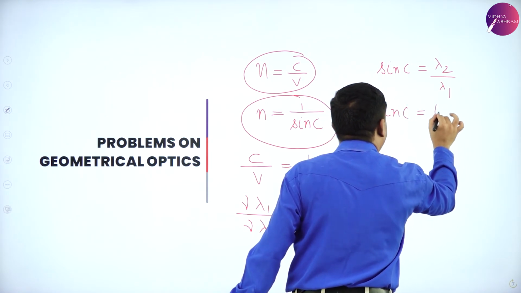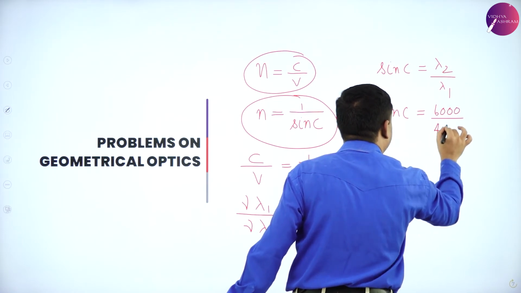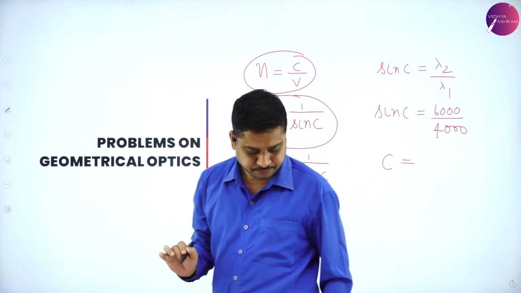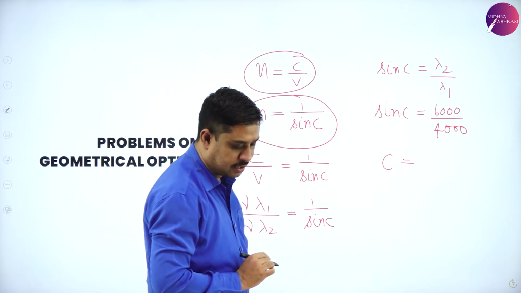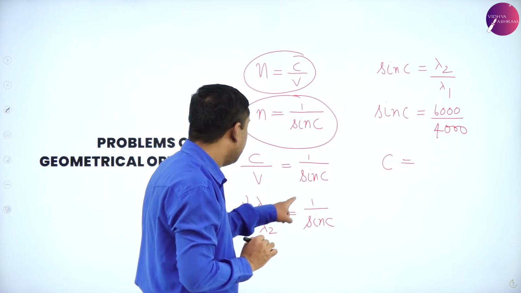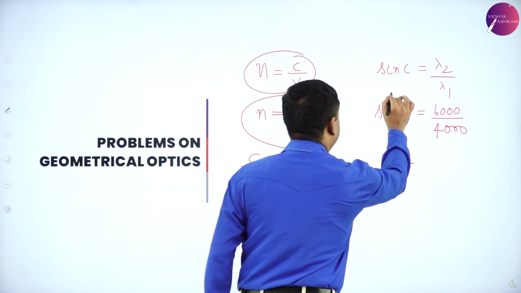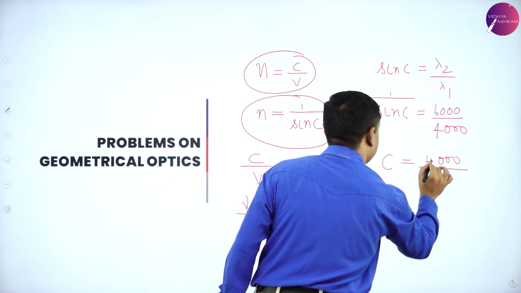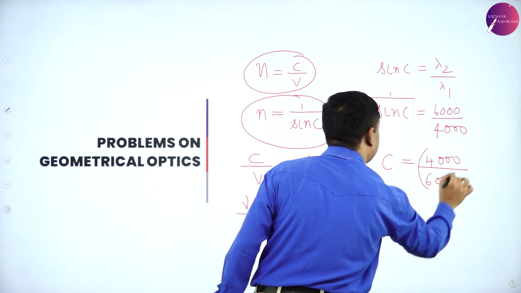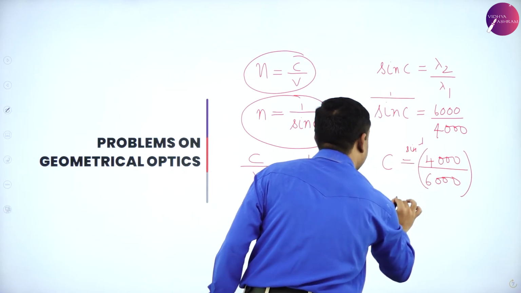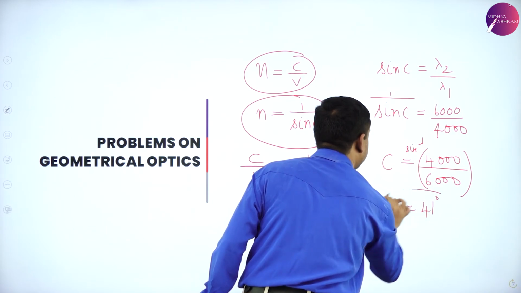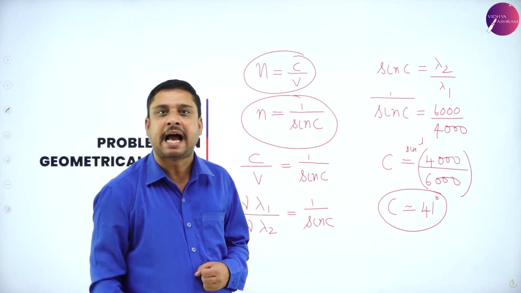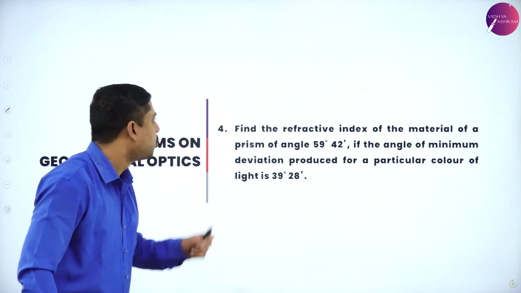Sin C becomes 6,000 angstroms by 4,000, from which C turns out to be 41 degrees. So this is the other way, 1 by sin C. So C becomes sin inverse. So this is nearly 41 degrees. Again, a concept which you need to understand as a CET parameter. Next one.